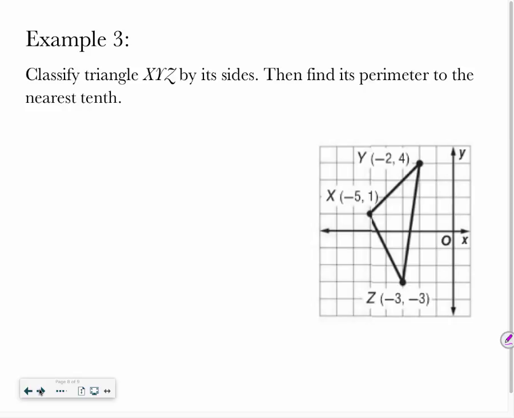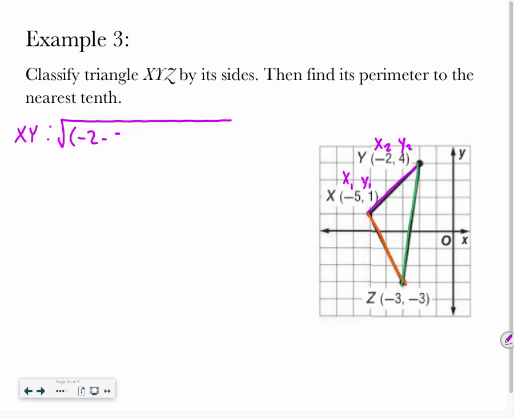So if I see a triangle, I know I have 3 sides. I have XY, I have XZ, and I also have YZ. Okay, so I'm going to solve each of those. So XY equals, and then I need to start solving. So if I decide that I'm going to use this as my x2, y2, and x1, y1 in this instance.